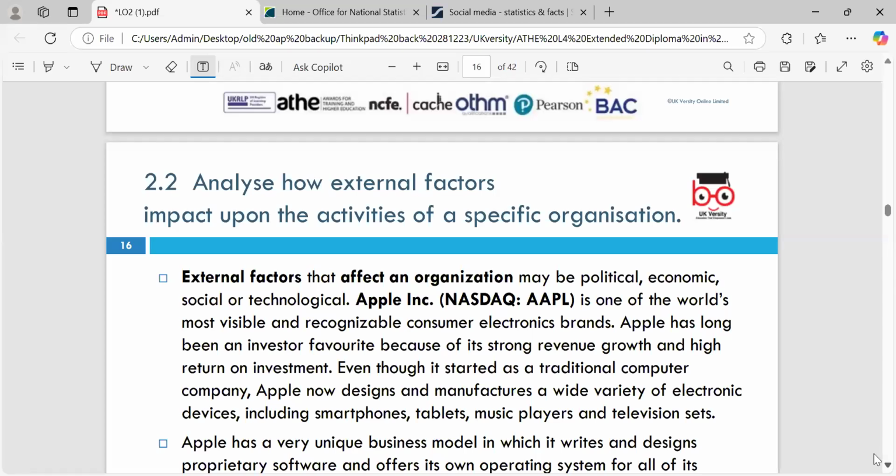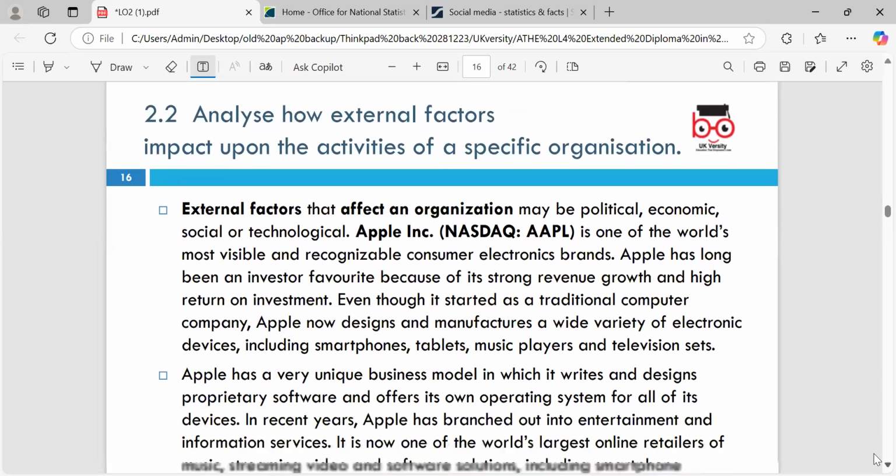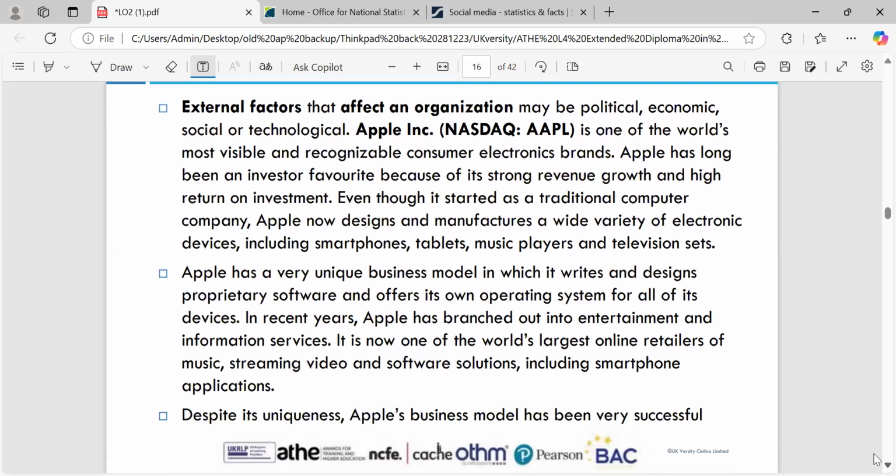External factors that affect an organization may be political, economic and so on. We can look around Apple, and various other organizations. Apple has long been a favorite investment because of its strong revenue growth and high return on investment. And we can look at it as a traditional computer company. Apple is now designing and manufacturing a wide variety of electronic devices. Some products are stars, some are cash cows, and some are problem children according to the BCG matrix. So we can embed various other models as well.